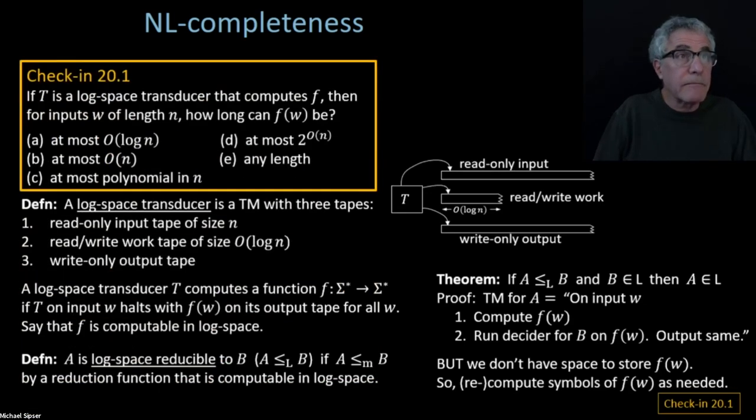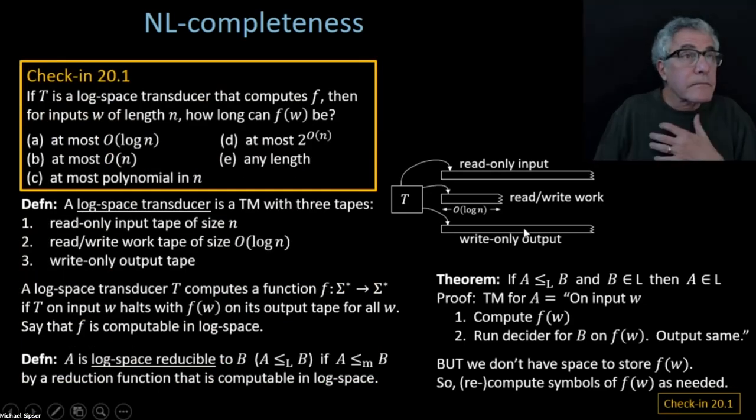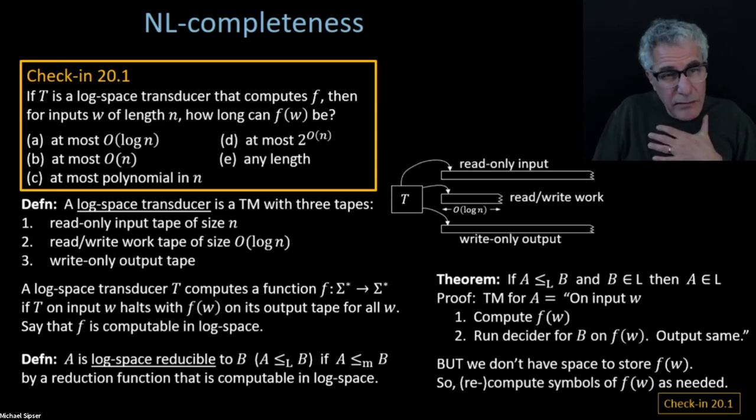Let's look at the first check-in here. If we have a log space transducer that computes f, and you feed it inputs of length n, how big can the outputs be actually? So why don't you think about that and give me an answer? I'll give you a minute to answer this question.